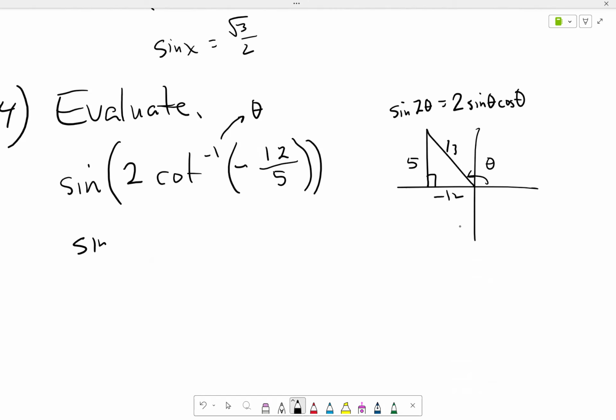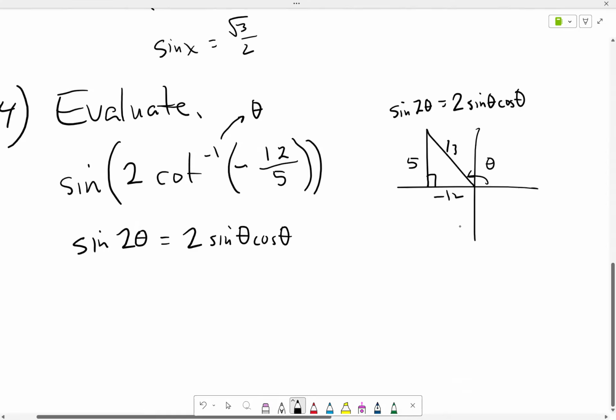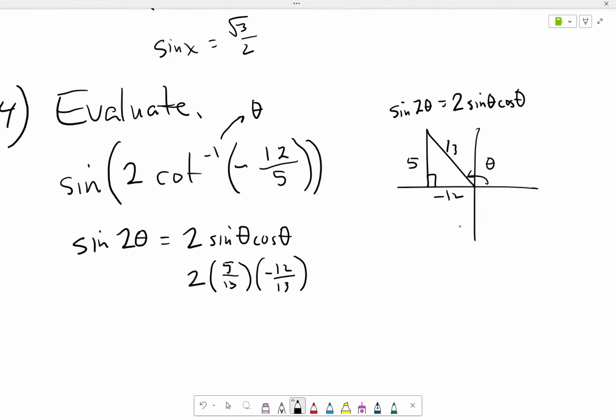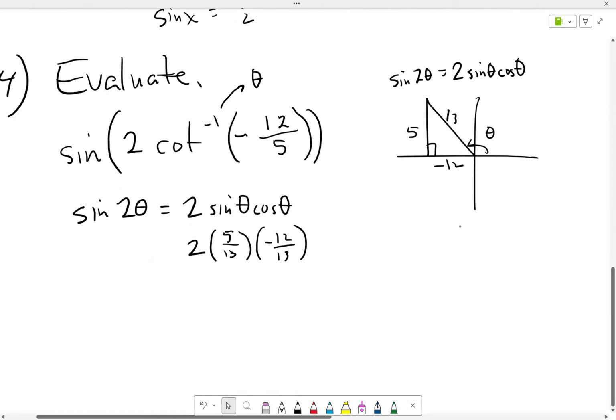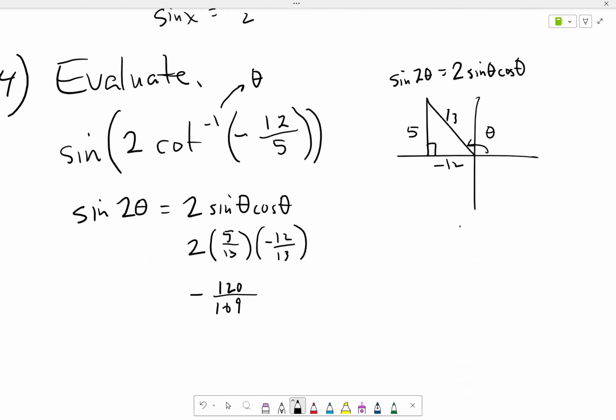So I'm going to write this again. Sine of 2 theta is equal to 2 sine theta cosine theta. There's my theta. So you said that sine is equal to what? 5/13. What do you guys think? Nicely done. And what's the final answer? 120 over 169. Any questions?